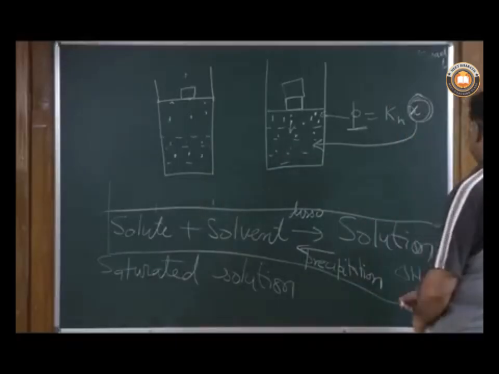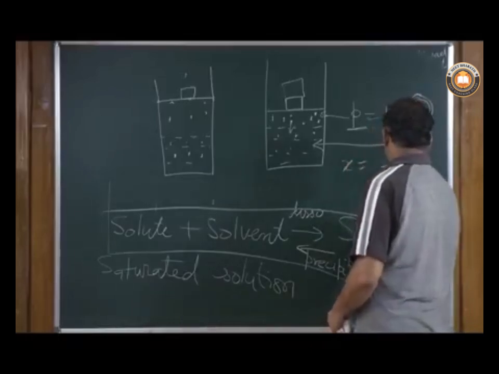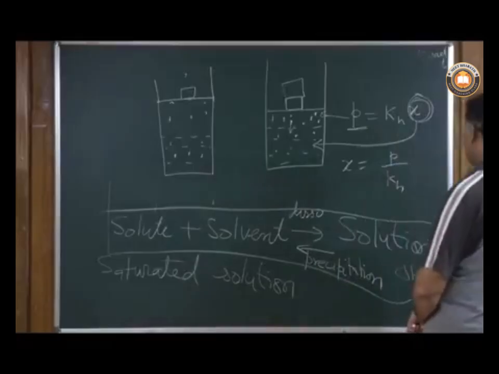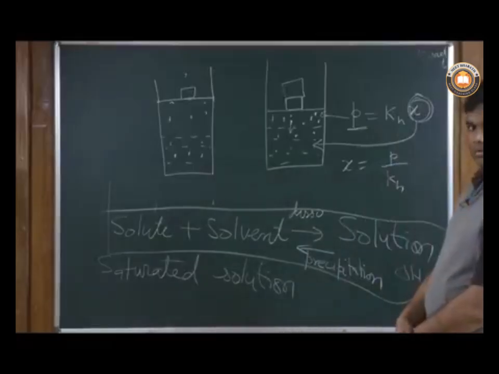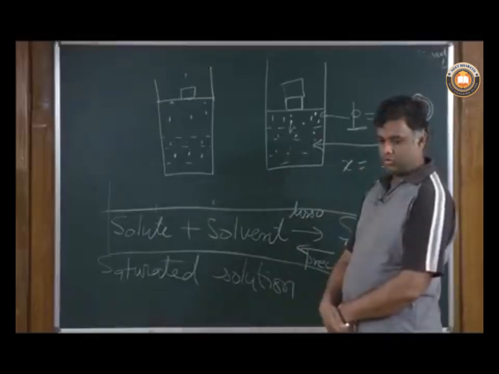And it's clear, we can put it the other way around, P divided by Kh. The higher the Henry constant, the lesser the solubility of gaseous solute in solution.